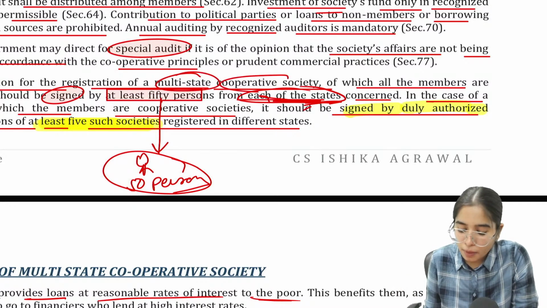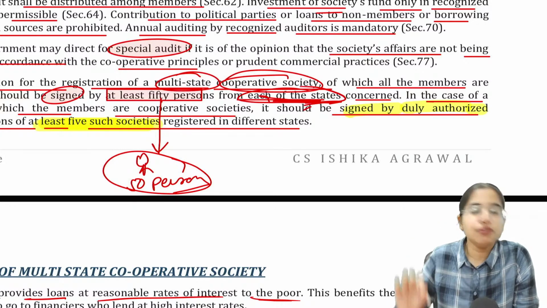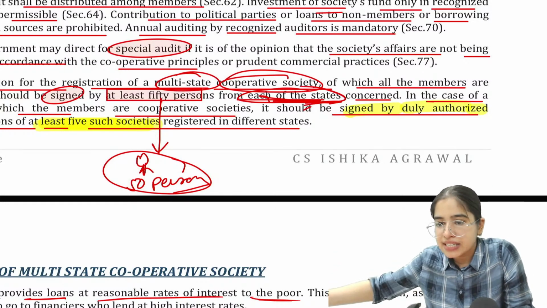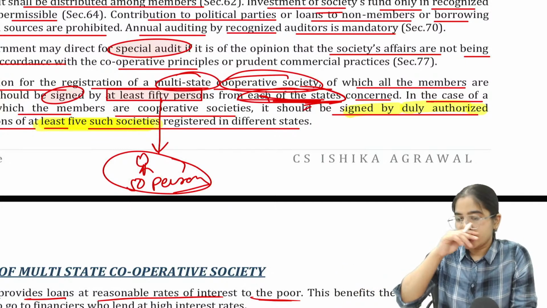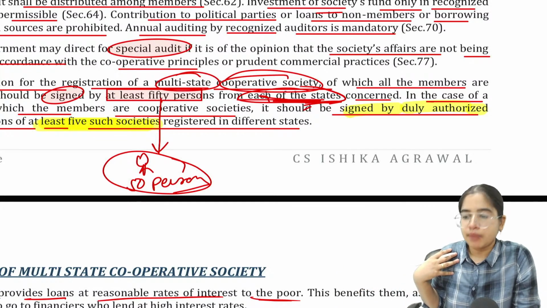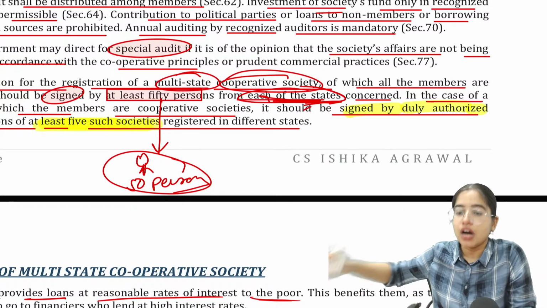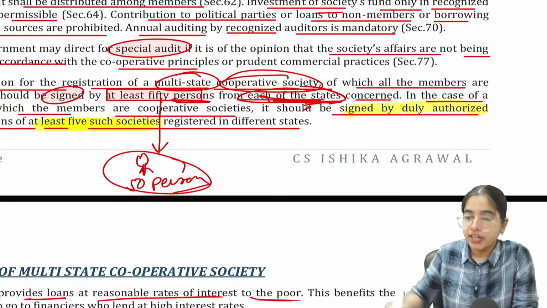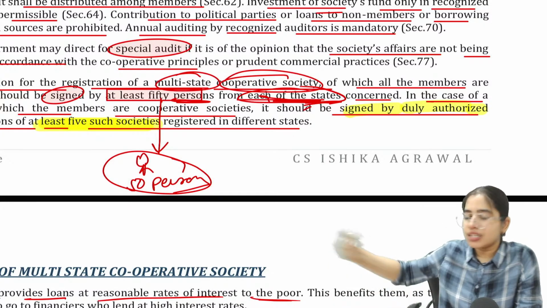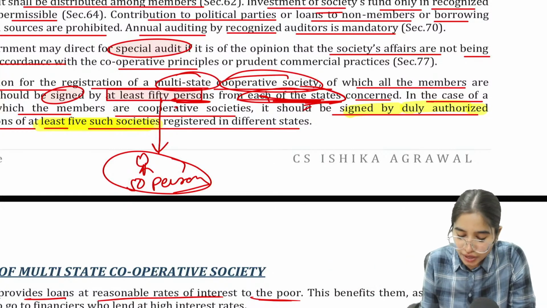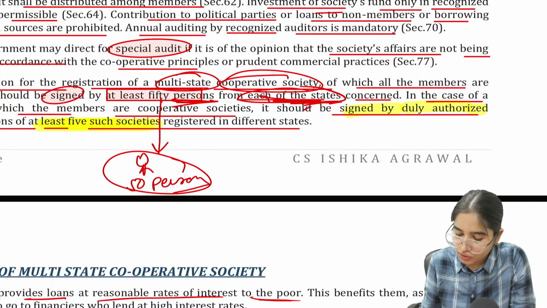So a multi-state cooperative society means a cooperative society which is operating in more than one state. That is why one point is given: let's say I want to start my cooperative society in Chhattisgarh and Karnataka. So the members should be divided, from Chhattisgarh and from Karnataka also, right? So there should be at least 50 from each of the states.